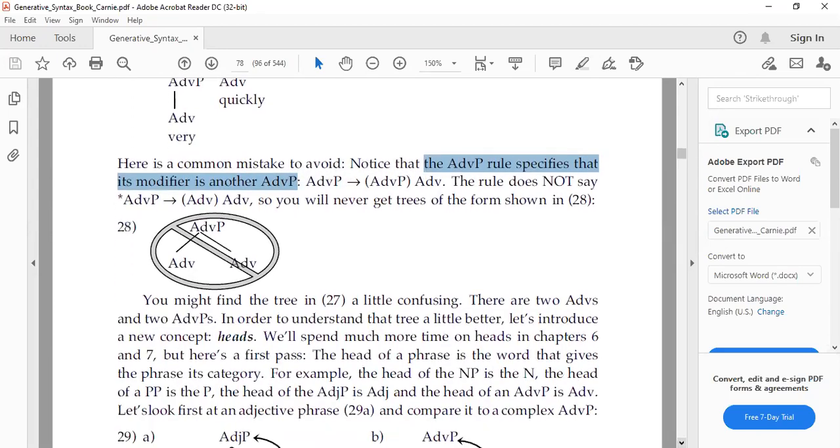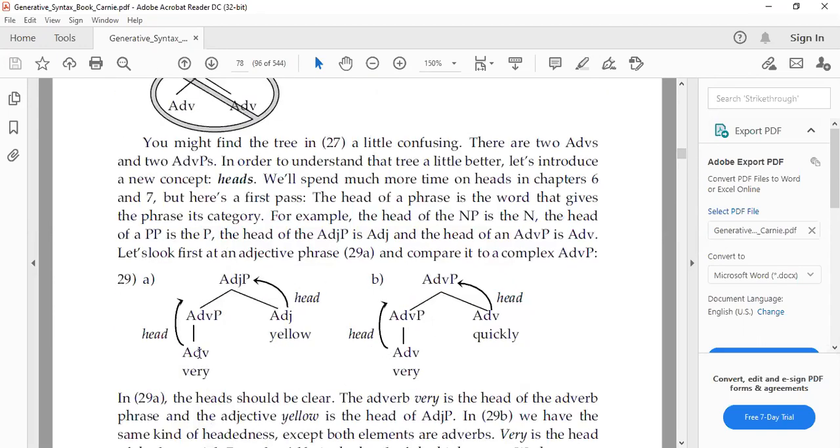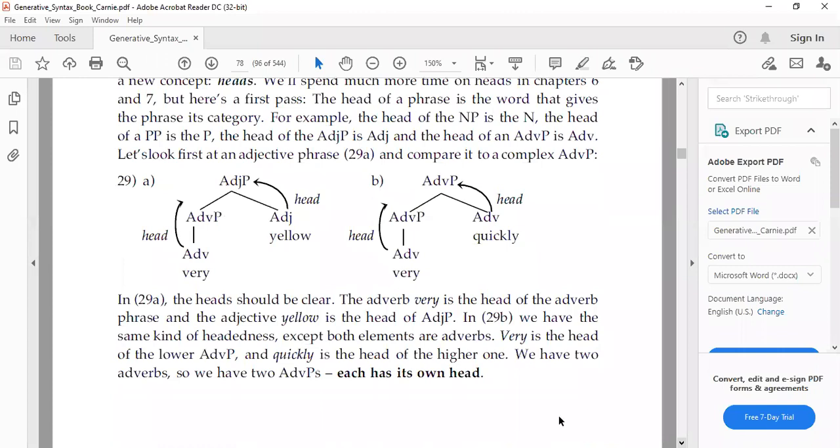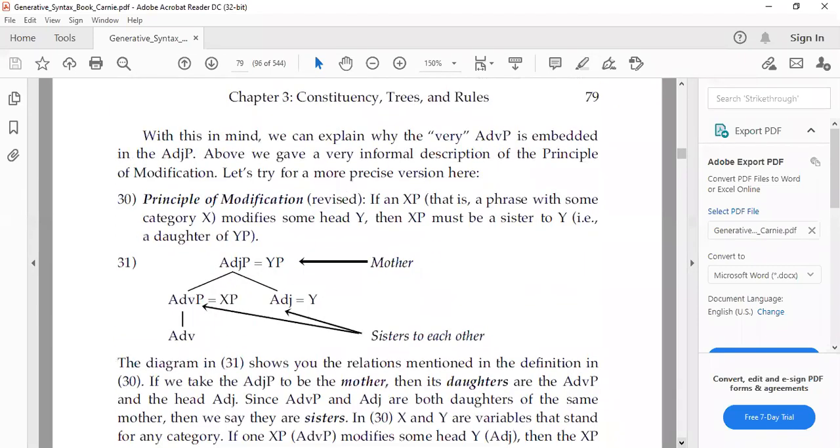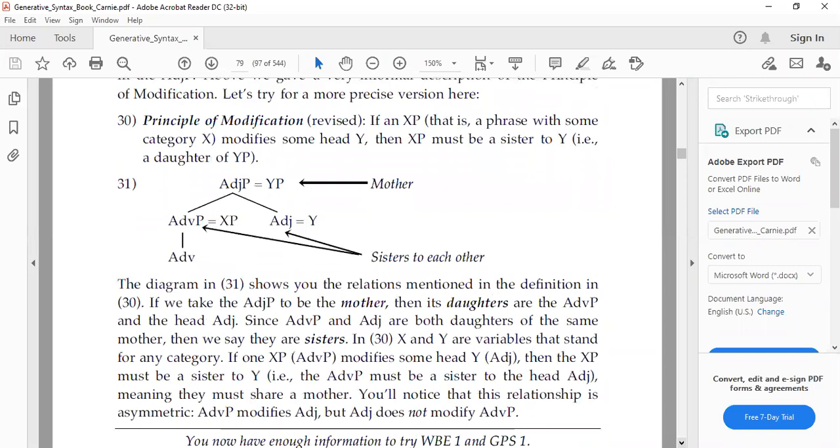And also we talked about the concept of head, and we said that when we have more than one phrase, everyone has its own head. Then we have, this is the adjective, the head of the AdjP, and the adverb is the head of the AdvP. The same thing if we have two AdvPs: this is the head of the higher AdvP, and this "very" is the head of the lower AdvP. Each one has its own head.